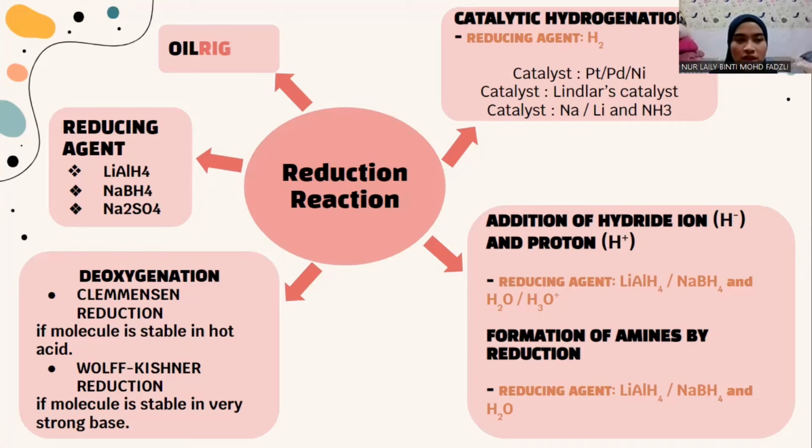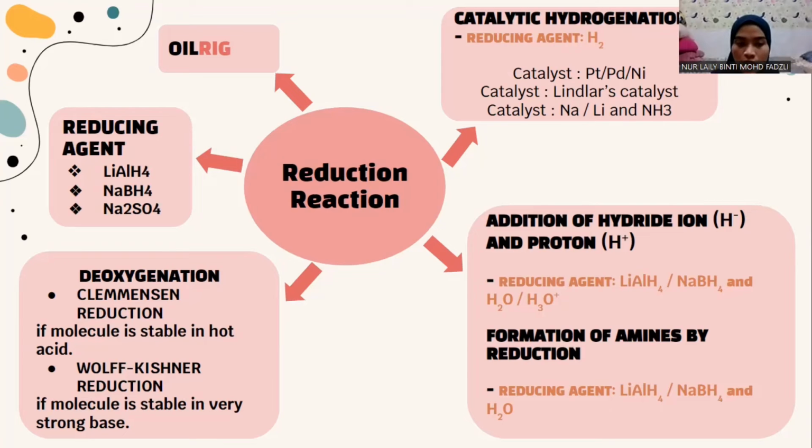And the third one is reduction reaction with various types of reducing agent, which is catalytic hydrogenation. The reducing agent used is hydrogen gas. The first one is the catalyst, which is platinum, palladium, or nickel. The alkene will be reduced with the reducing agent hydrogen gas in the presence of palladium, and will form alkane.